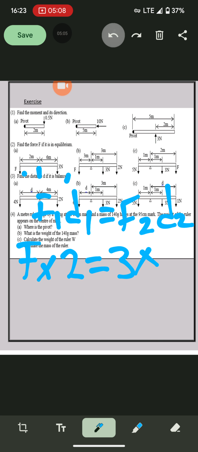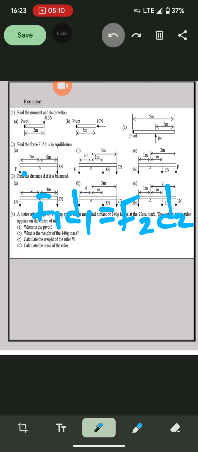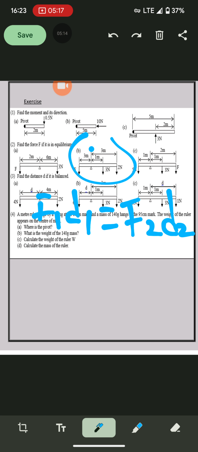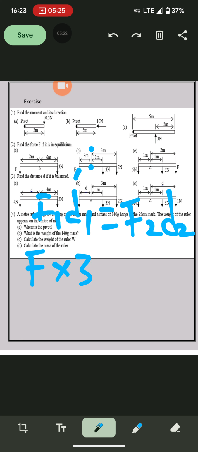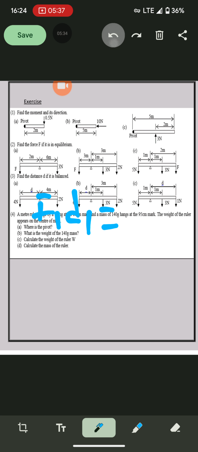Okay, going to question B. Again, the same formula, F1 D1 equals F2 D2. Hope you can see the diagrams. So F1 is going to be F, D1 is 3, right? The distance from F to the center is 3. F2 is 2 newtons. Well, we have an issue here. There are two forces, so this formula needs to be expanded. We need to identify the clockwise forces and anti-clockwise forces.